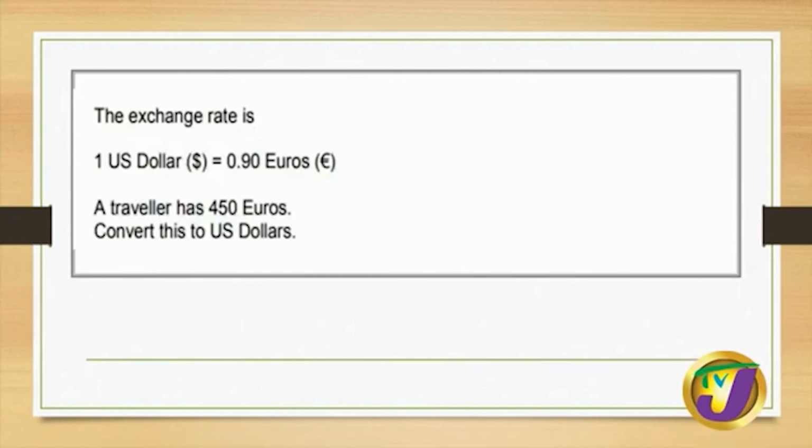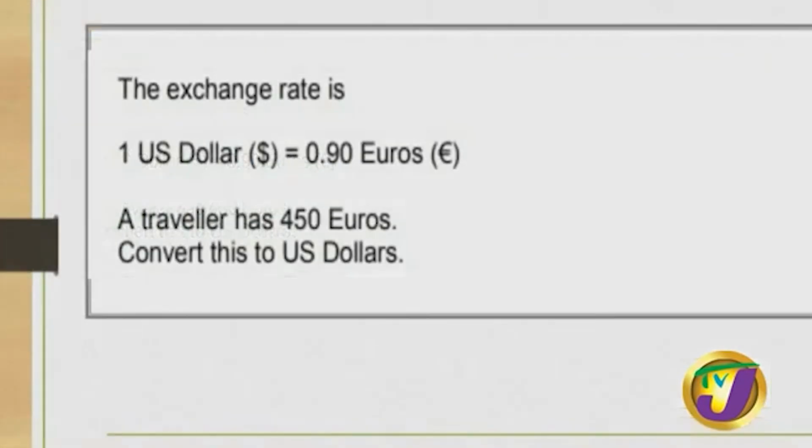All right. The exchange rate for $1 US is 0.9 euros. So basically we have 1 US dollar is equal to 90 cents euro. A traveler has 450 euro. Convert this to US. So let's look at the information before we even start the calculation. Which is the stronger currency here? Did you say euro? Good. Because you need all of a dollar to get 90 cents euro, right?